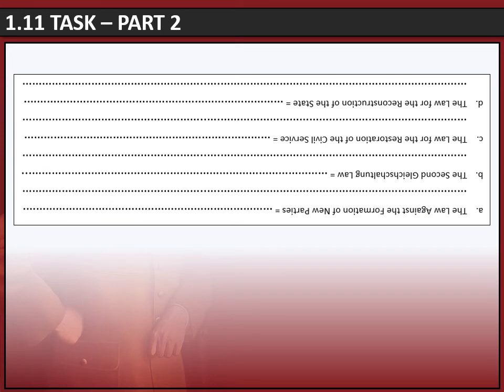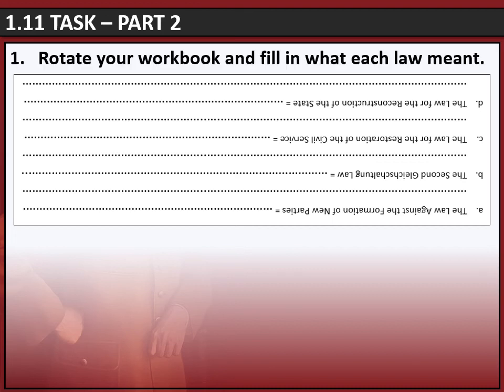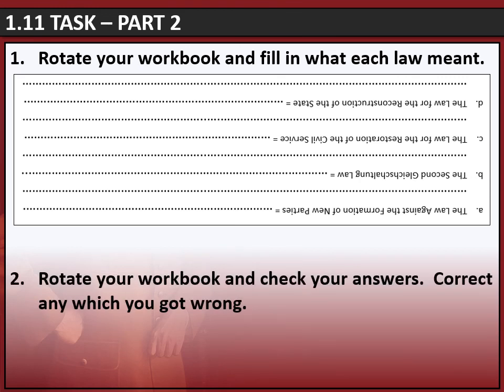Okay, and now the final part of your task. Before you do this, make sure that you have read carefully what the different laws were which the Nazis passed. Now you need to rotate your workbook and you need to fill in what each law meant. Try and do this from memory if you can. When you're done, rotate your workbook again and check your answers. You need to correct any which you got wrong.